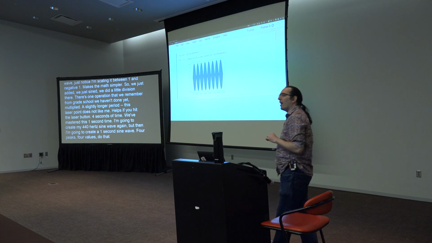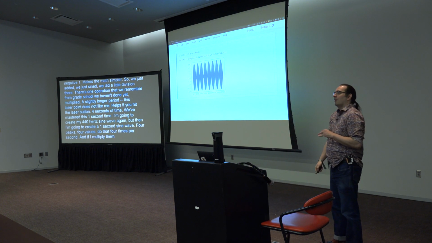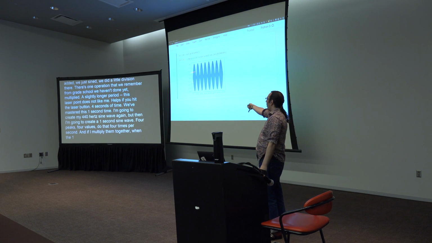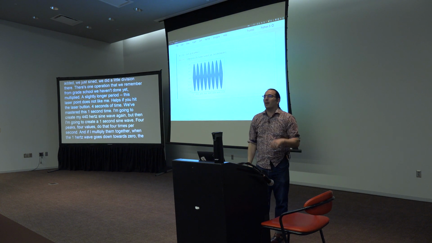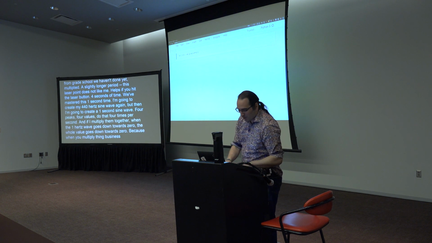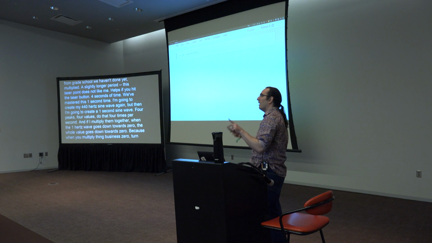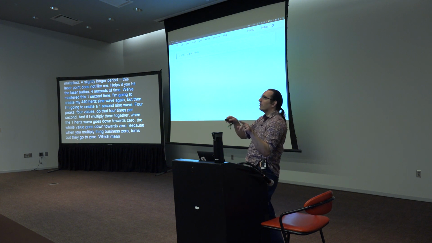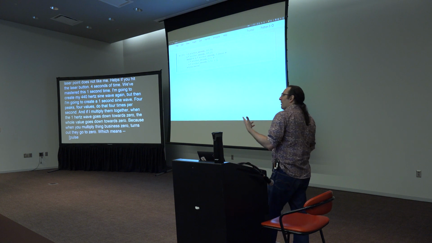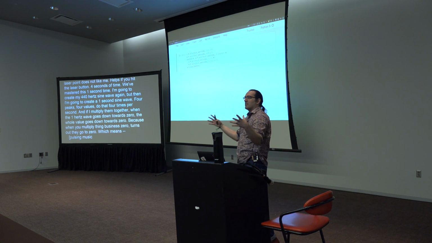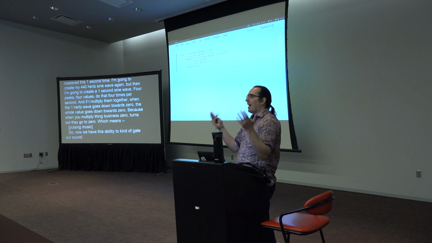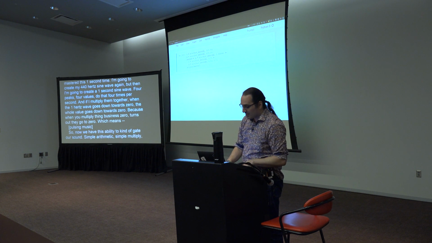And if I multiply them together, when the 1 hertz wave goes down towards 0, the whole value goes down towards 0, because when you multiply things by 0, turns out they go to 0. Which means, all right, we now have this ability to kind of gate our sound. Simple arithmetic, simple multiply, divide, we now have a gate, and I can now combine this with my chord.